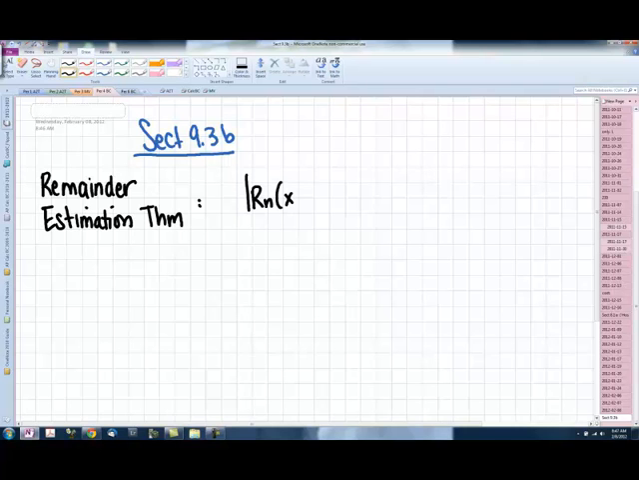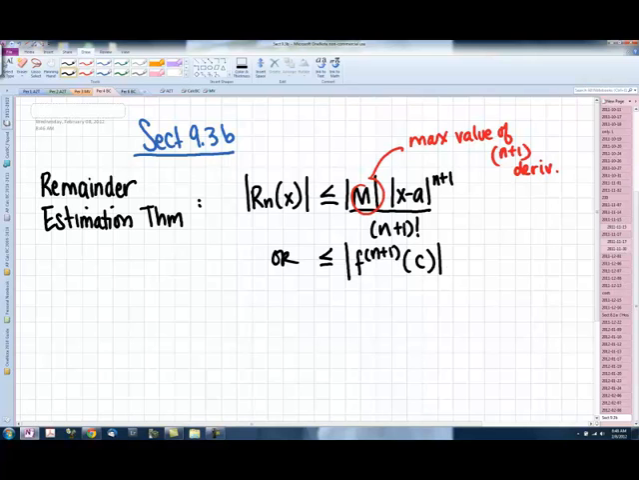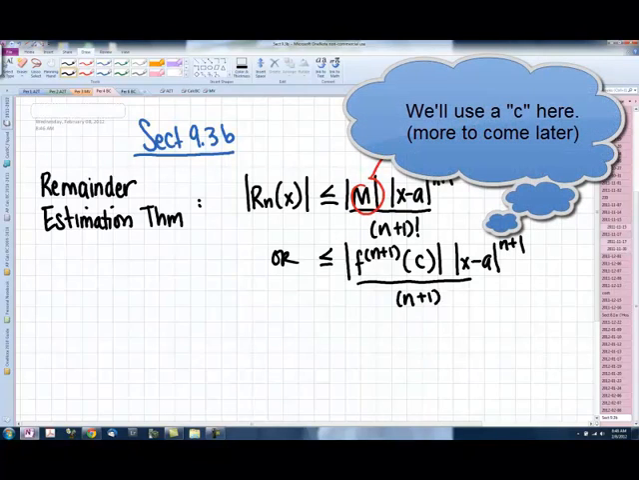So the remainder estimation theorem is based upon the remainder, which says that the absolute value of the remainder must be less than or equal to the absolute value of M times (x minus a) to the n plus 1 over (n plus 1) factorial. The M stands for the maximum value of the n plus 1 derivative. So I'm going to write that in. That's going to be the absolute value of the n plus 1 derivative of f at c times (x minus a) to the n plus 1, all over (n plus 1) factorial.